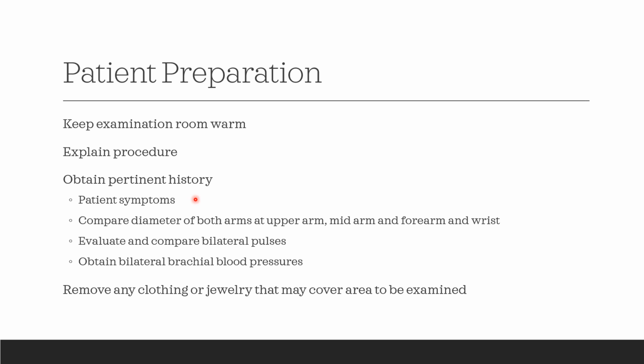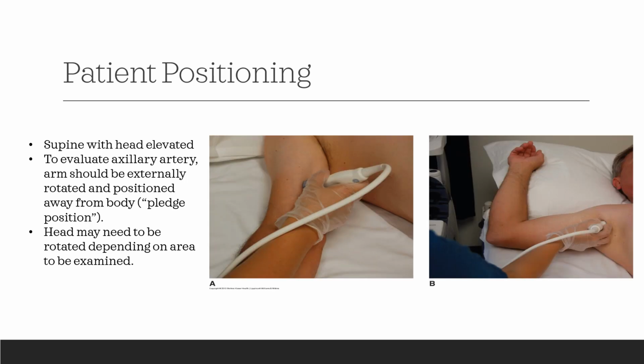You can also evaluate and compare bilateral pulses. So taking an axillary pulse, a brachial pulse, a radial and an ulnar pulse, and then comparing it to the contralateral side strength can indicate where you might come in contact with an issue. Obviously, if you're having a weakening of a pulse in a certain artery compared to the contralateral side, that would kind of allow you to hone in on that particular artery as a site of concern. And then finally, you're going to want to have your patient remove any clothing or jewelry that might interfere with your examination.